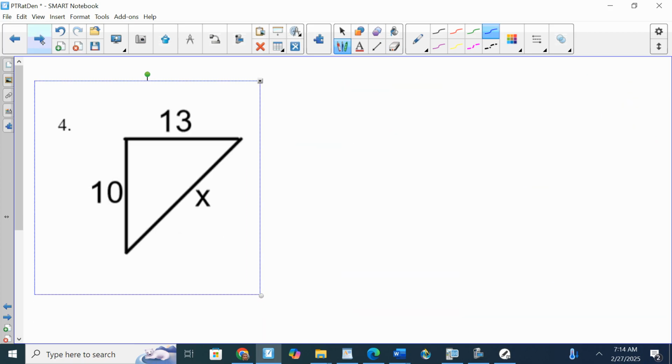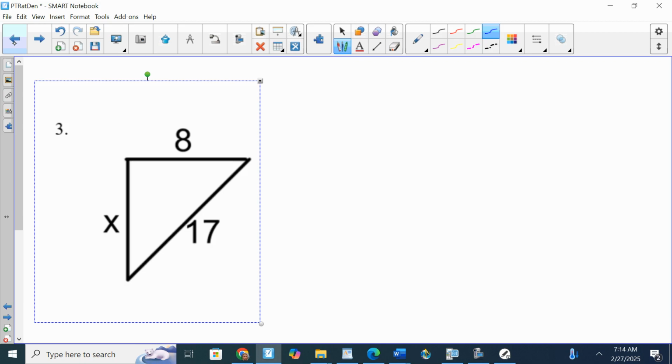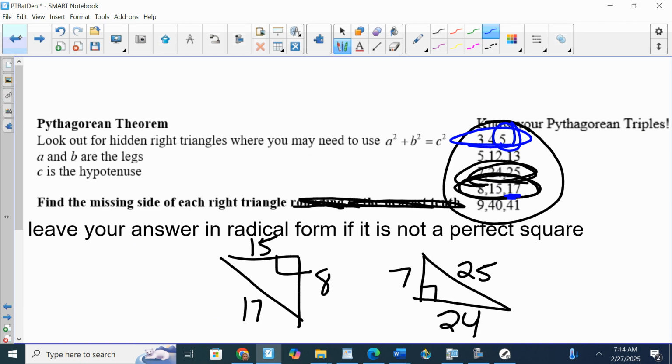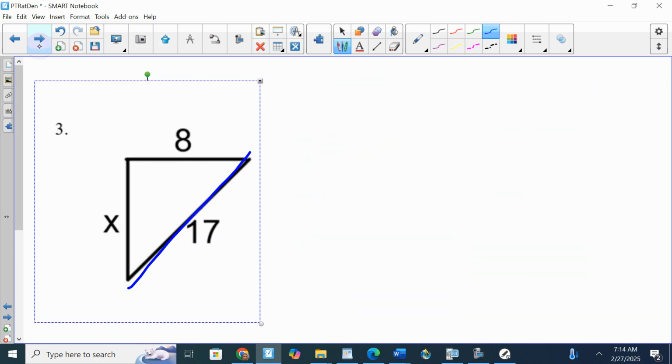Want to do one more, number 4, and let's do two more. They're really quick. 8, 17. 17 is the largest side. Is that part of a triple? Yes. 8, 15, 17. So this must be 15, and I'm done.